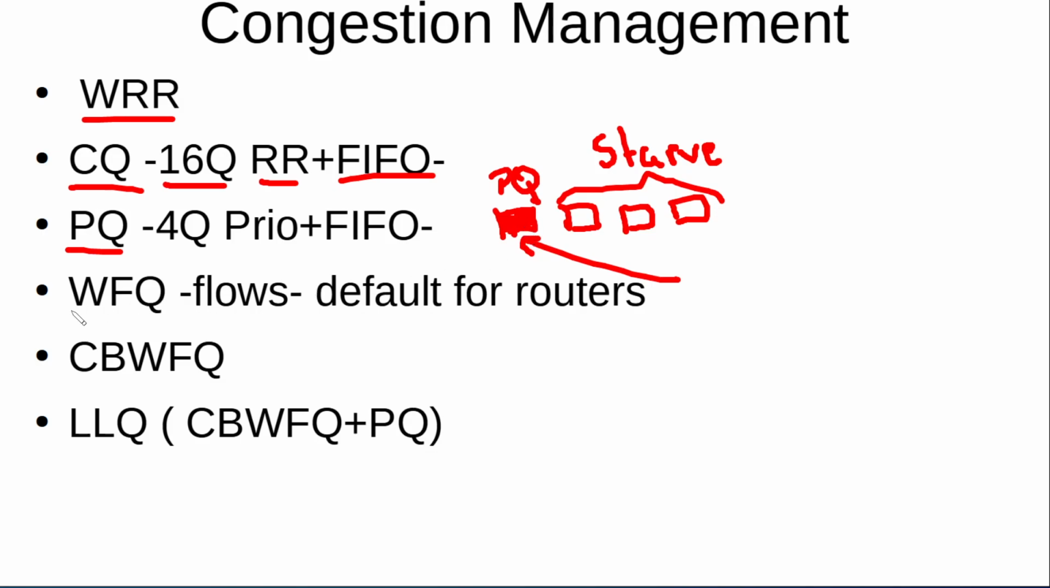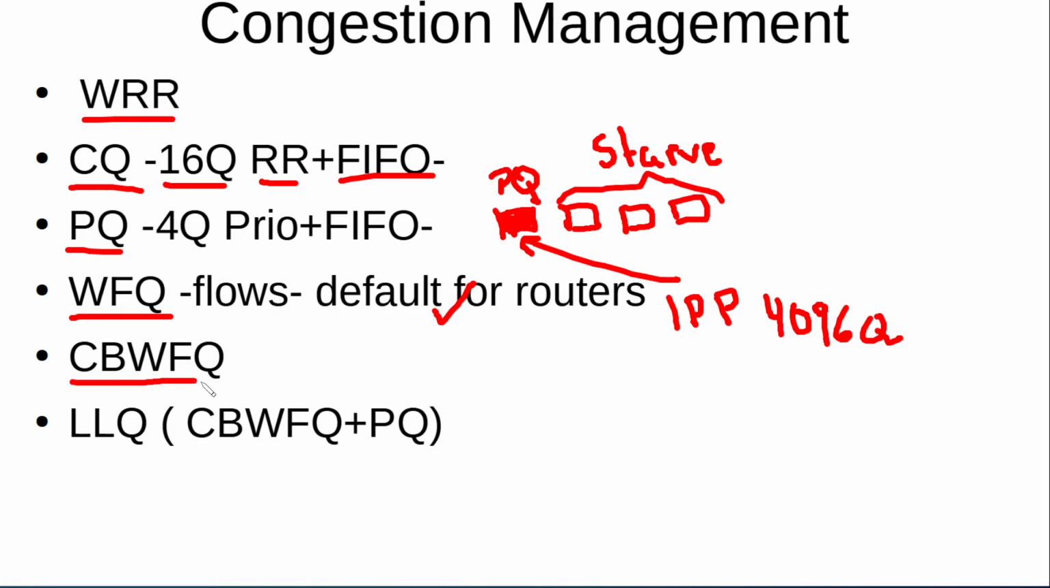Then came along the weighted fair queue. That is really cool. It will detect your flows and it will put your flows in several queues. Then it will pull out packets in a very fair manner. It will pay attention to IP precedence, and you could configure it to have up to 4096 queues. So it was really cool, and it is the default queuing for routers.